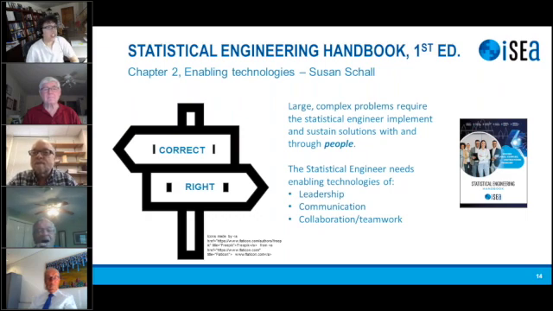What this means to the statistical engineer is that we need enabling technologies of leadership, communication, collaboration, or teamwork. Next slide, please, Lynn.